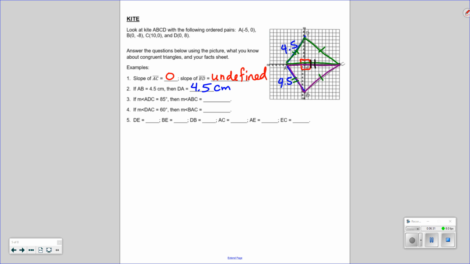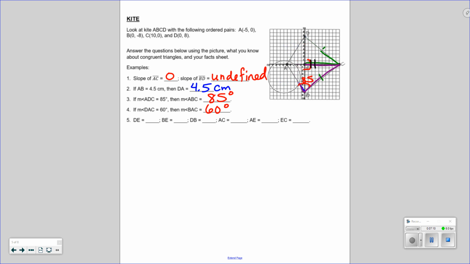So if ADC is 85 degrees, then the measure of angle ABC should also be 85 degrees because those are congruent triangles. And then if the measure of angle DAC is 60 degrees, so DAC is this one, then the measure of angle BAC would also be 60 degrees because they are congruent. All right. And then last we have, what's the length of segment DE?